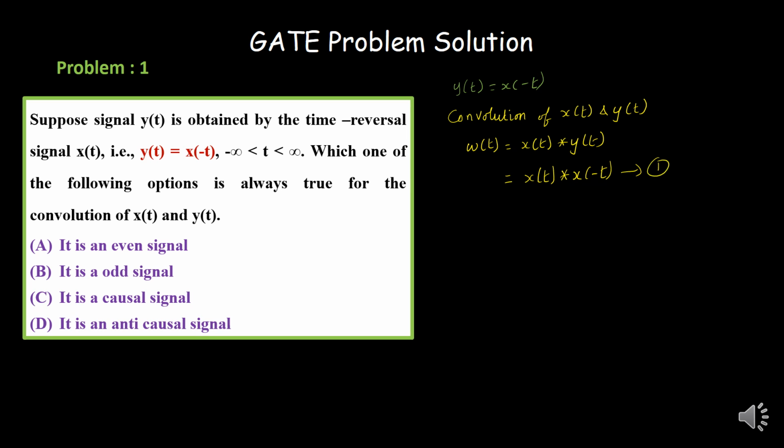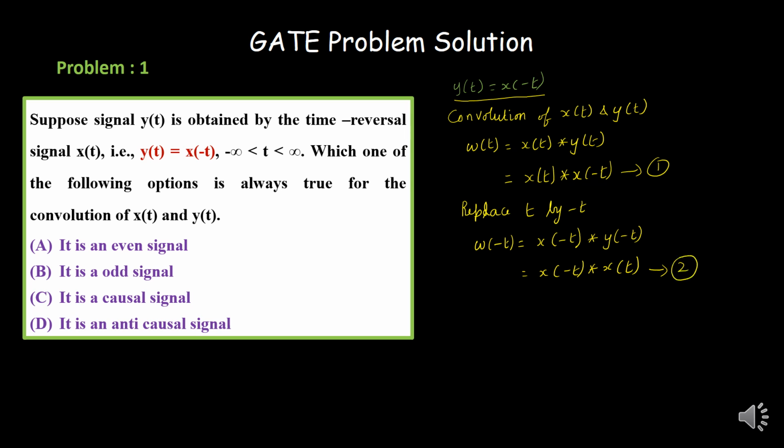So for checking whether the signal is odd or even, we can replace t by minus t. So the representation will become W of minus t, which is x of minus t convolution with y of minus t. We can keep x of minus t as such. Already y of t is given as x of minus t, so y of minus t means x of minus minus t, which can be represented as x of t. This is taken as second equation.